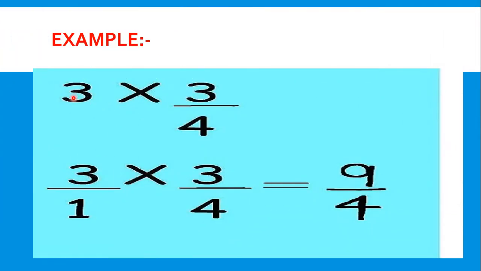One more example. If I say 3 multiplied with 3 by 4. So this whole number you will represent as a fraction. So 3 upon 1 into 3 by 4. So numerator to numerator you will multiply. 3 into 3, 9, and 1 into 4, 4. So 9 by 4.